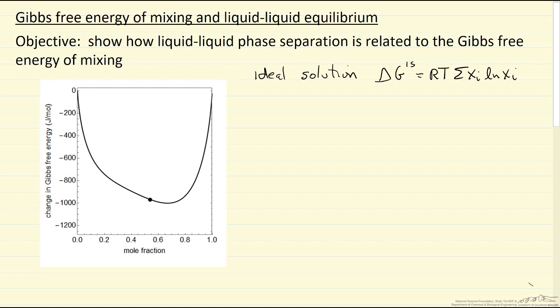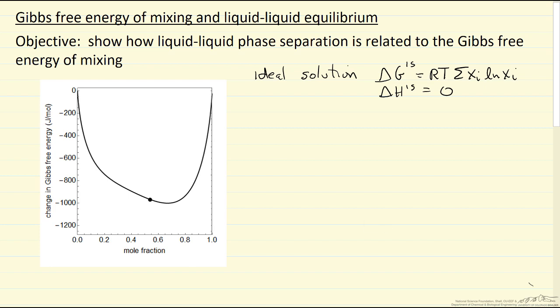And this, of course, comes from the entropy term, the entropy of mixing. It's in the Gibbs free energy because delta H for an ideal solution is 0. So if we look at this figure, the change in Gibbs free energy is negative: when we mix at different concentrations, the Gibbs free energy always decreases.